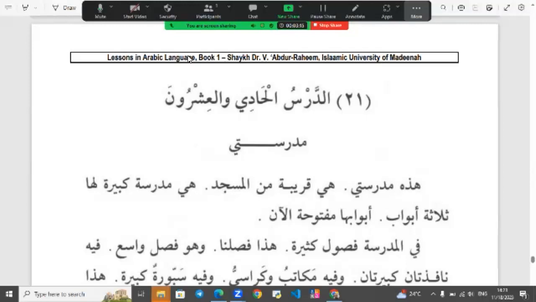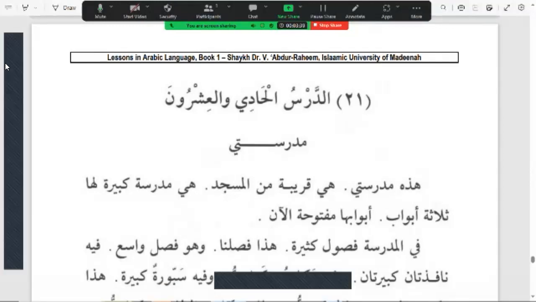Welcome to this new lesson. We are going to look at lesson number 21 in Book 1, Madinah. This is lesson number 21. So, Madrasati, my school. We are going to look at this passage and explain all the concepts from where we started. So we are going to have a recap of the whole book, in most cases almost every concept that we learned previously.